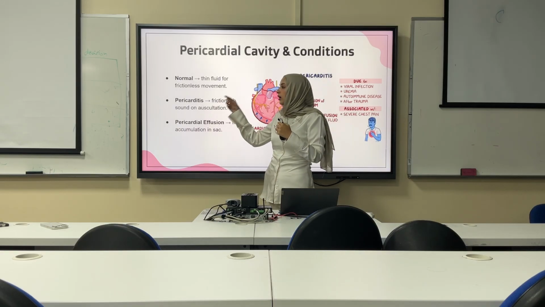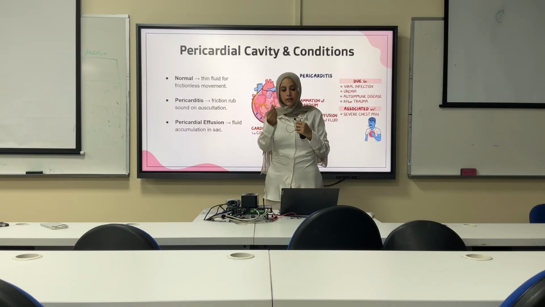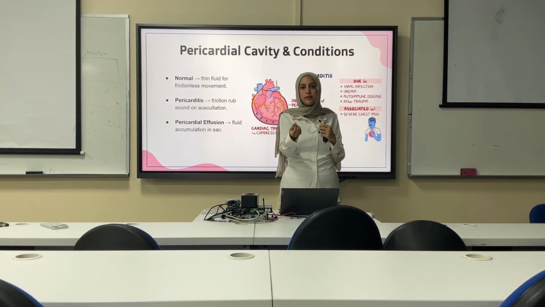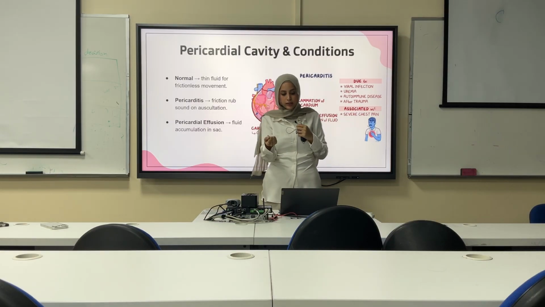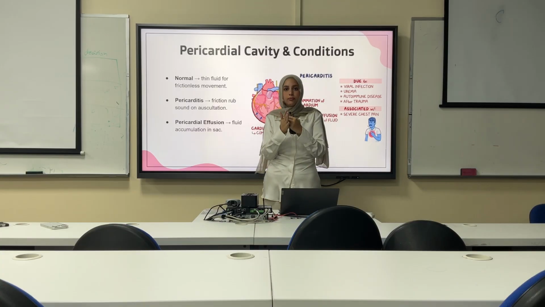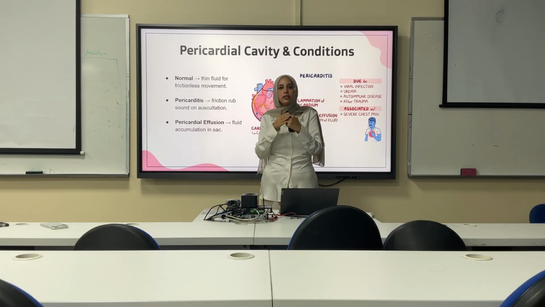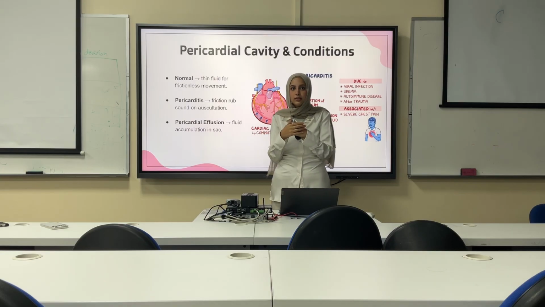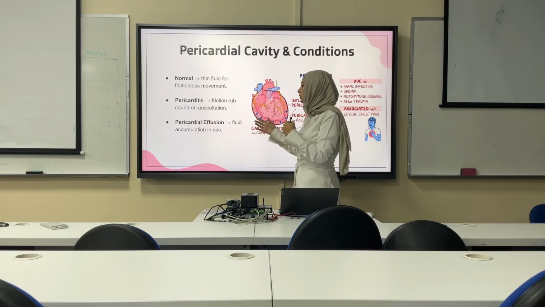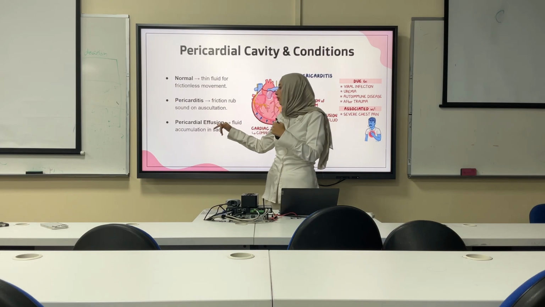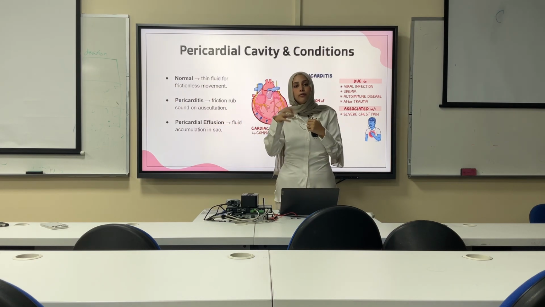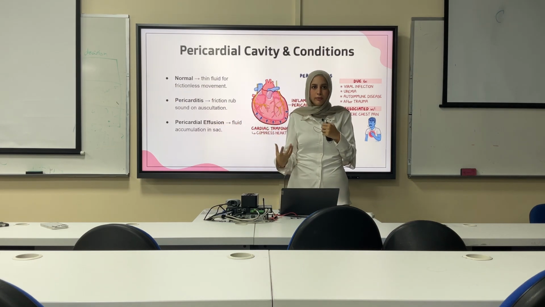Now, if these pericardial layers get inflamed, they're going to cause a friction rub. Because they're going to get inflamed and thick, so whenever the heart beats, you're going to have this friction between these two layers, right? And then later on, as a complication, you have pericardial effusion, where the fluid builds up a lot because of the inflammation.